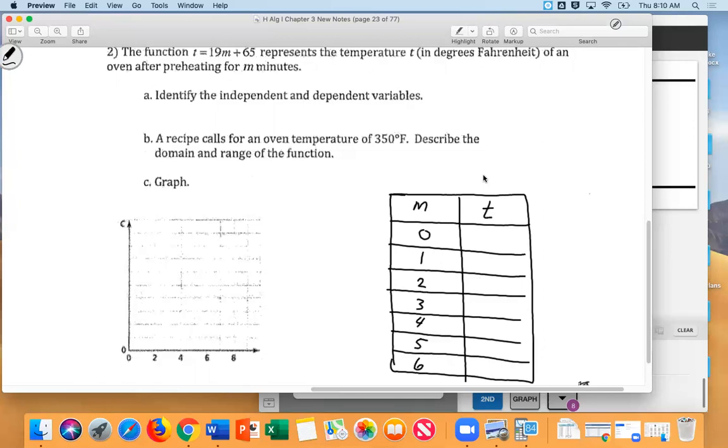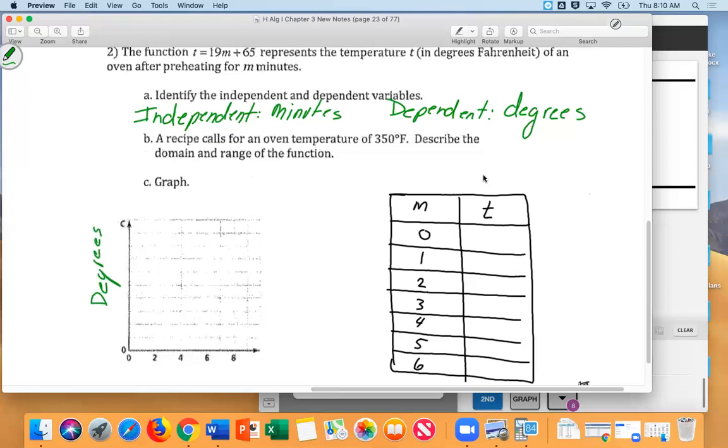All right, let's look at this. Kevin, what's the independent variable? Minutes. Minutes, very good. Which means the dependent is degrees. Now, I created my table. I just went from 0 to 6. Part B says a recipe calls for an oven temperature of 350 degrees. Describe the domain and range of the function.